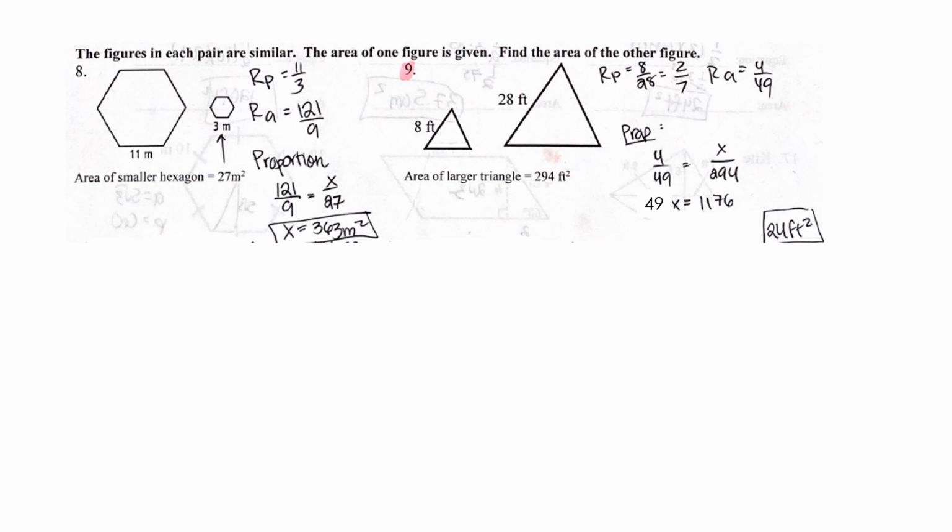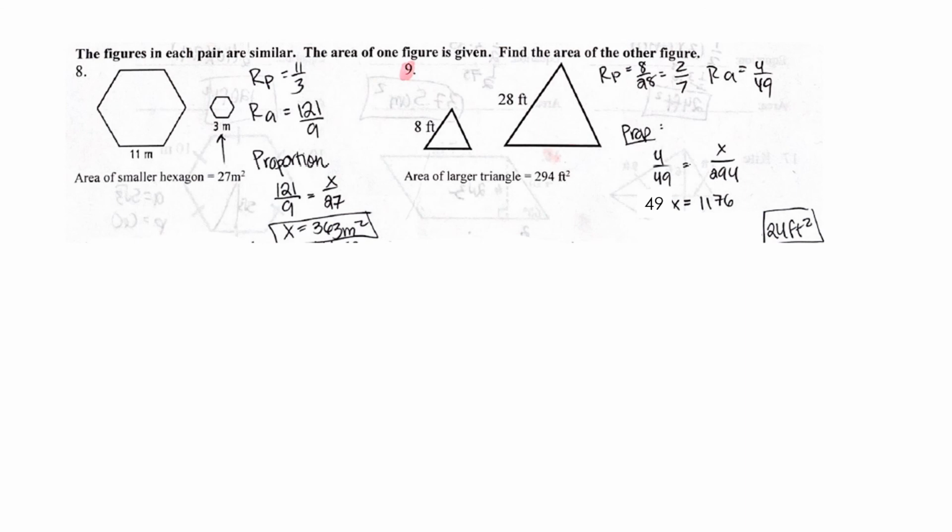So I'm going to start by finding the ratio of my perimeters, which is 11/3. Square that, my ratio of my areas is 121/9, and then I'm going to set up a proportion. So 121/9 equals my unknown area over 27, my known smaller area. Cross multiply those guys and you should get x equals 363 meters squared.